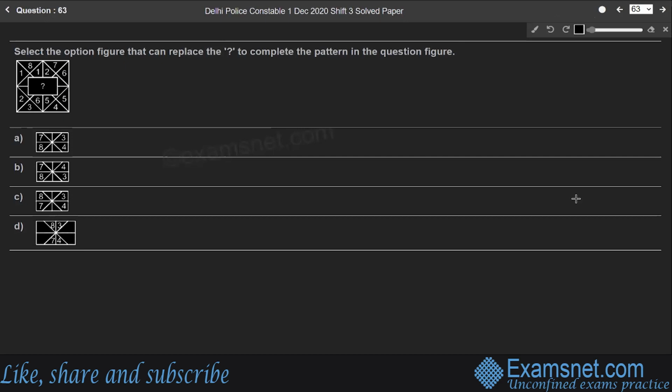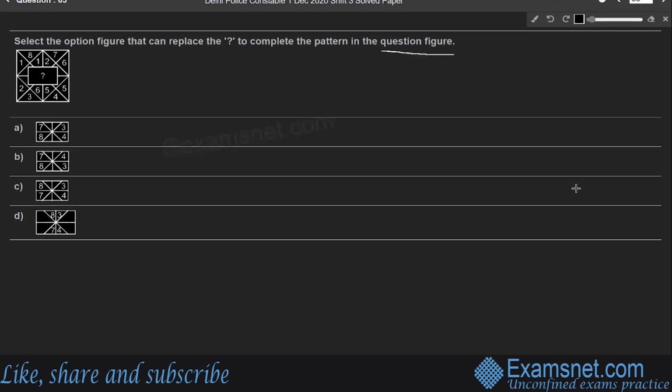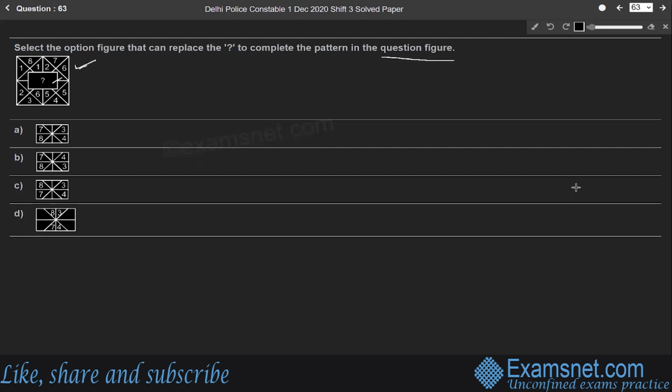Question 63. Select the option figure that can replace the question mark to complete the pattern in the question figure. So the question figure is like this one. Let us draw the figure properly. Later we can complete the number part. Here there is a square and two diagonals. Then a rhombus part inside the square, and then two perpendiculars like this.